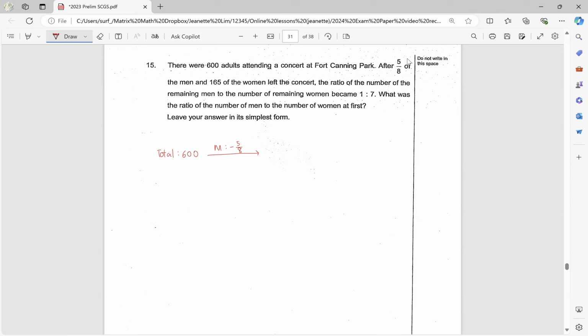For proportion transfer, we have to do our before change after bit. B, C, A. Take away 5/8 means that you started off with 8 units. You are taking away 5 and you're left with 3. Okay, the before, change, and after. For the women, 165 left. 165 is not a proportion, it's just a value. So you just need to write down minus 165.